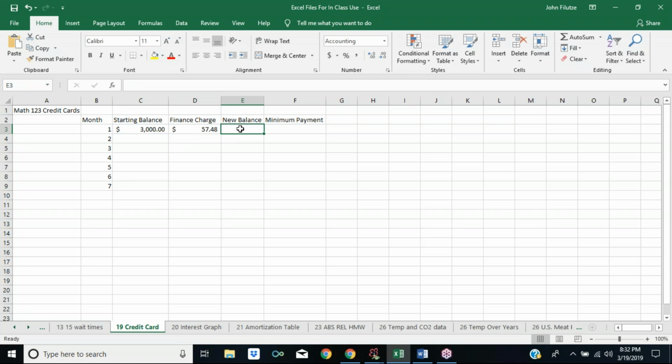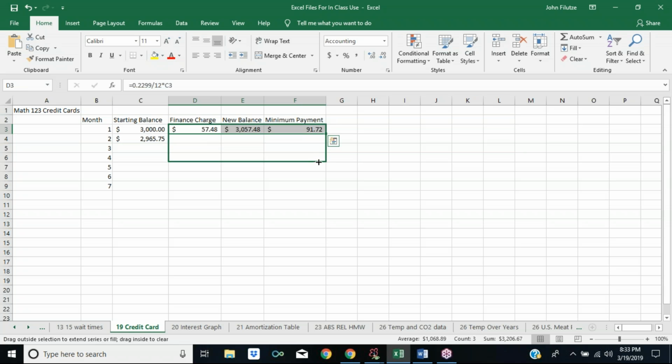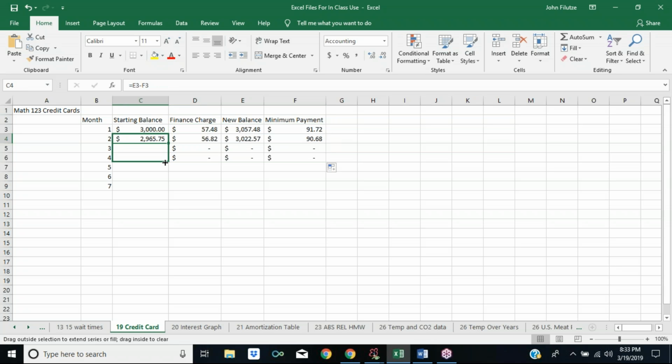Okay, then the new balance as a formula is going to be equals this one plus the finance charge. The minimum payment is going to be equals the new balance times 3%. Then the next month starting balance is going to be equals the previous new balance minus the minimum payment. And then, since I use formulas, I can pull all these down and it fills in the table.